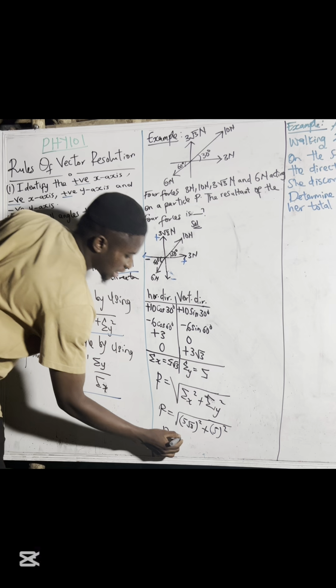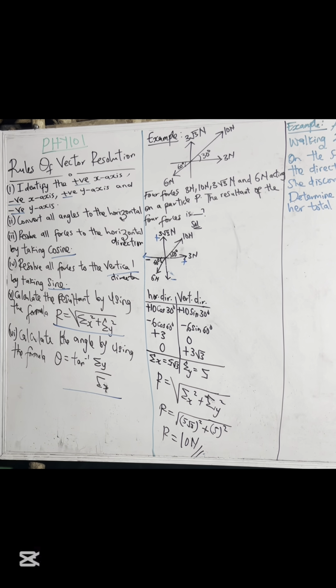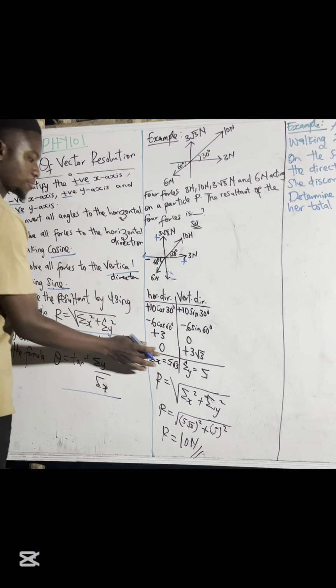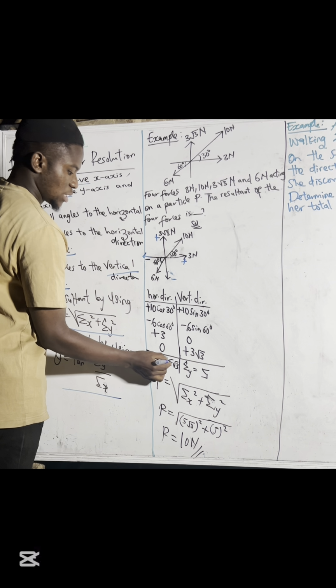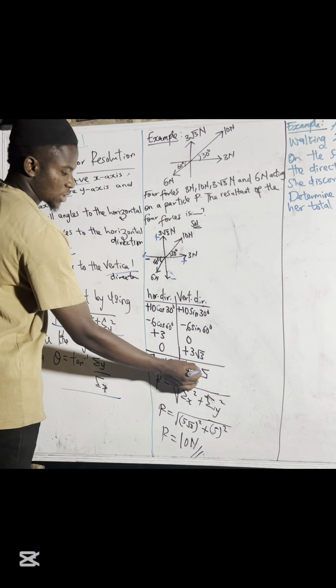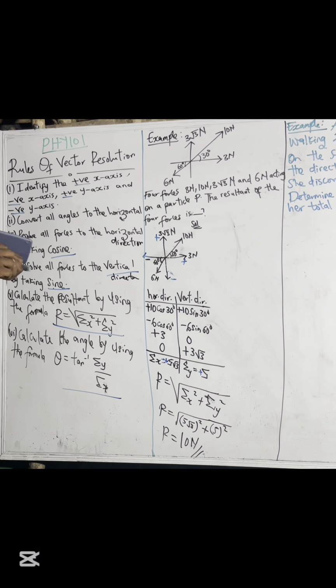Then our resultant is 10 Newton. So that is the final answer for the resultant. But if you want to calculate the angle, look at what I'm going to do here. You know the answer we got is not negative. This simply means this one is positive. This is also positive. So I can do the angle in 2 ways.